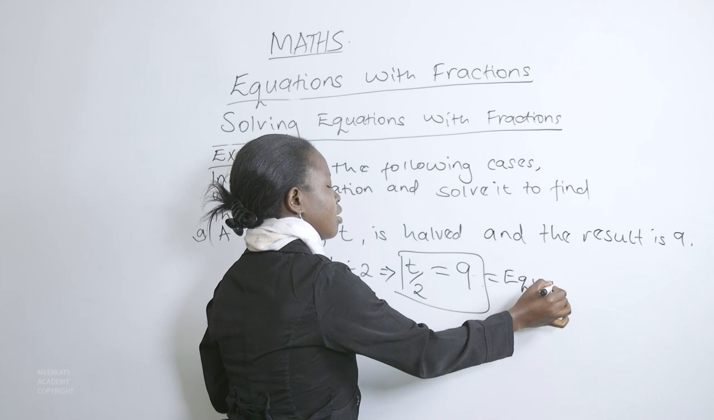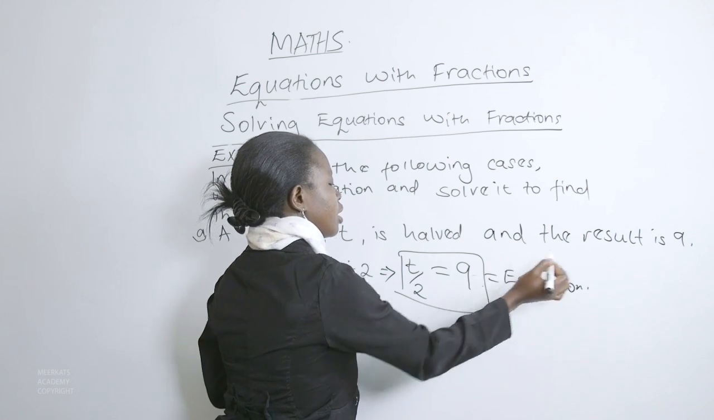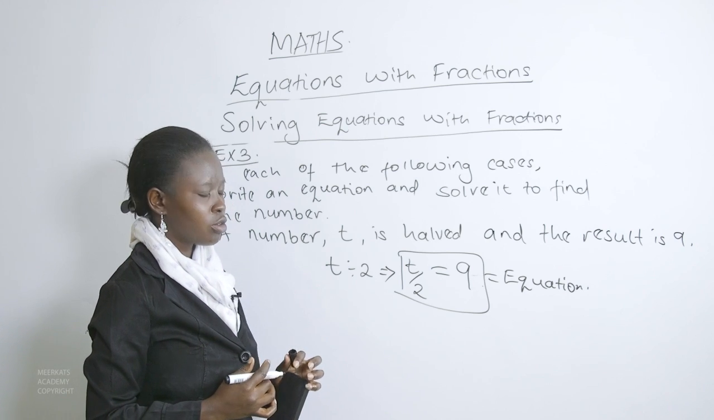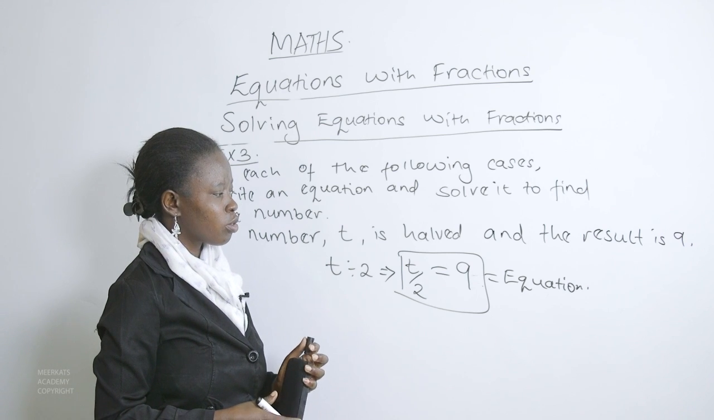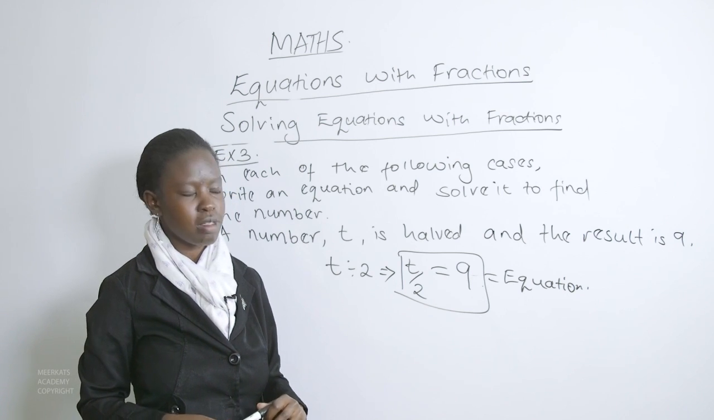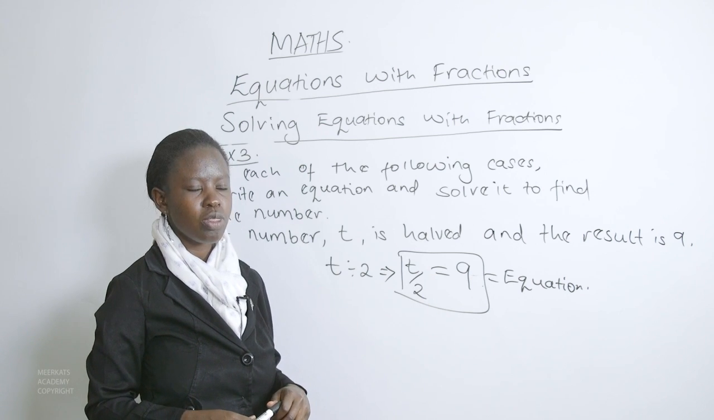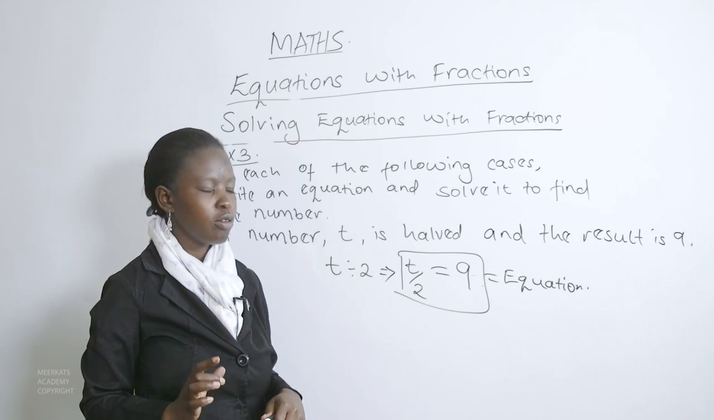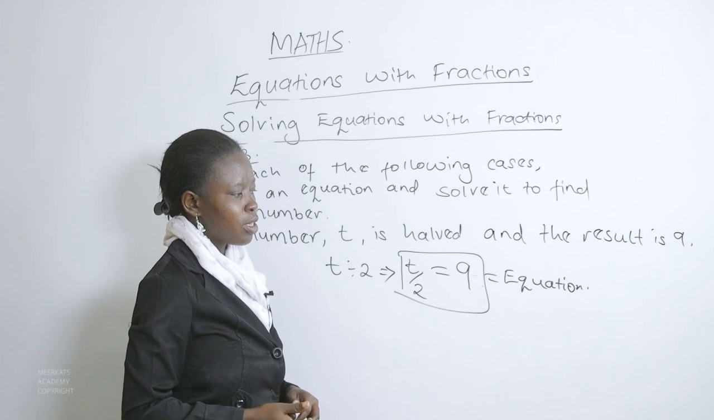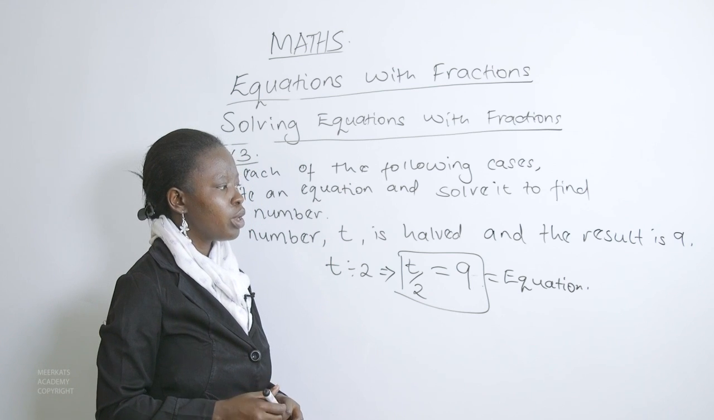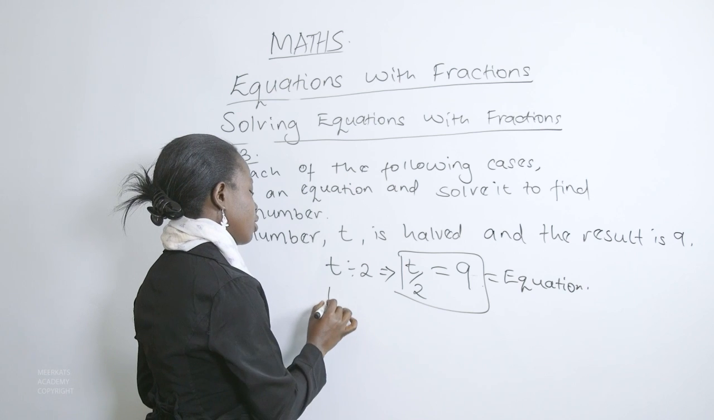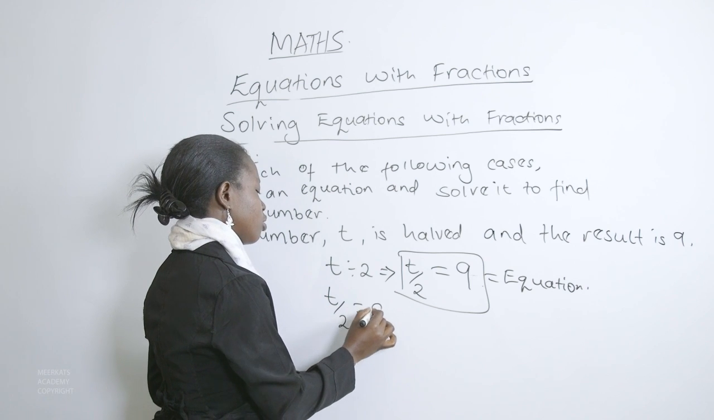We simply said that an equation is whereby you are having two expressions with an equal sign in between them to show that they have the same value. So t over 2 is equal to 9 is the equation that we have. We need to solve and get the value of t. So we are having t over 2 is equal to 9.